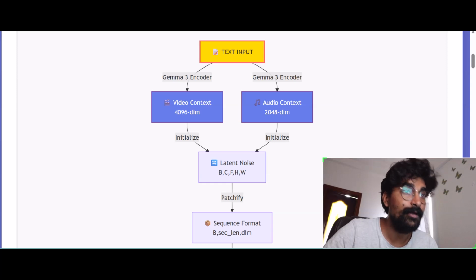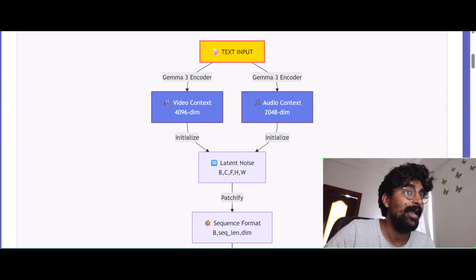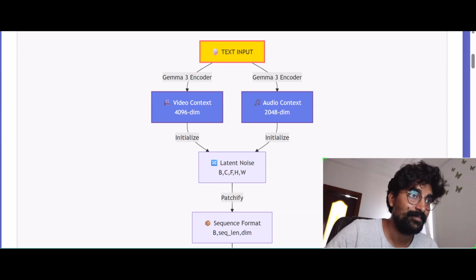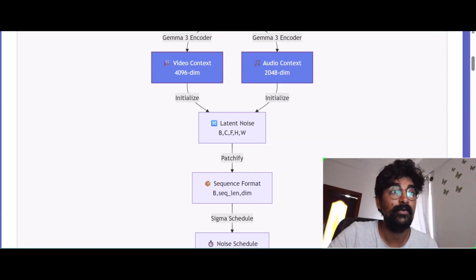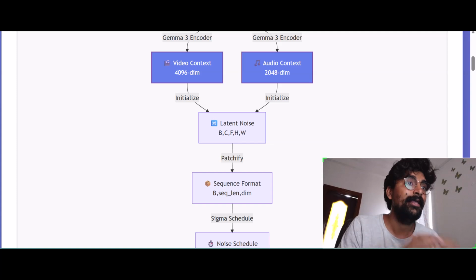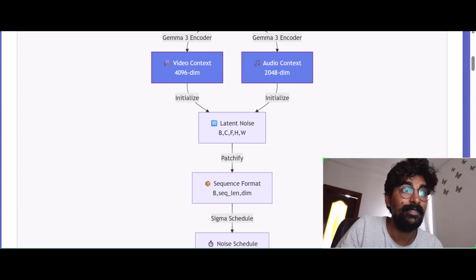For video context, it will create a video context embedding of 4096 dimensions, and for audio it will create an audio context embedding vector of 2048 dimensions, and use the Gemma 3 encoder to create audio-video embeddings in the space of batch size, channel, frame, height and width, and this is in the latent space. Now we want to give this input into the transformer block, so we need to convert it into transformer-level input in sequence format, that would be batch, sequence length and dimension.